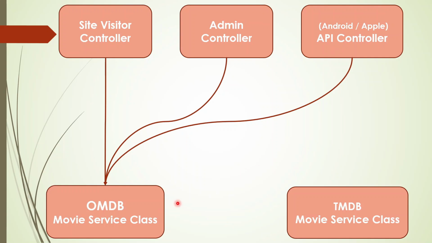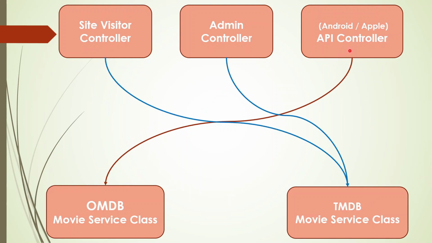Things are going simple. Then a week goes by, the same manager walks in and says, listen, the OMDB website, it's working well, but we need to switch over to the TMDB website. They have better movies and they're charging less money. So you make the necessary changes, but you make a small mistake. In the API controller, you forget to change the code. You're still creating an object of the OMDB class and you're still accessing their site.